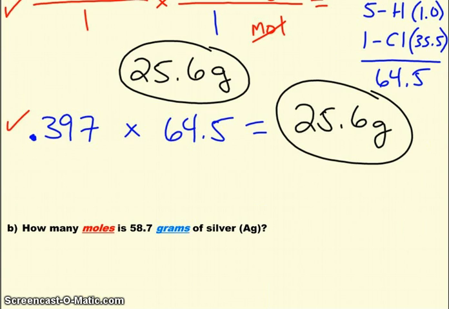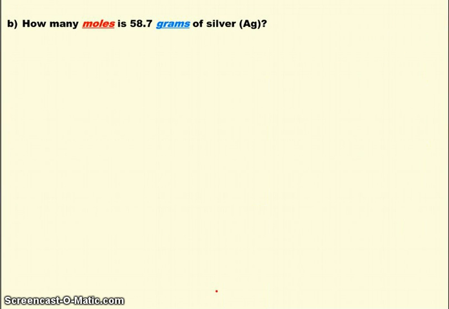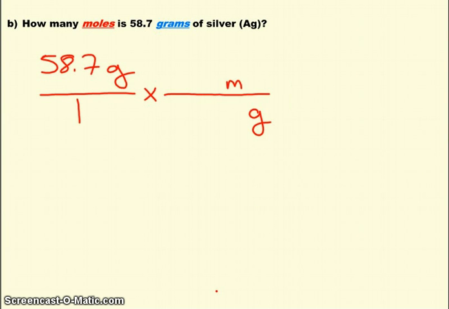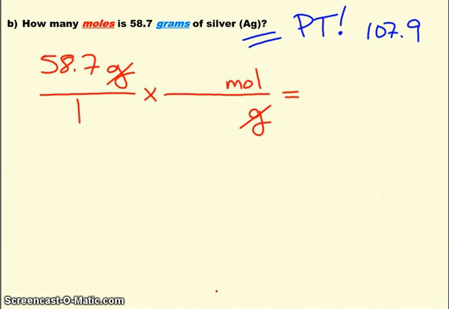Let's look at one more. This one says, how many moles is 58.7 grams of silver? So again, I can do dimensional analysis. 58.7 grams of silver over 1. I need to change my grams to moles. So I set up my conversion factor. And even though it says moles over grams, it's still a ratio of grams to moles. It's still using the molar mass from the periodic table for silver. And when I look up there, rounding to the 10th, it's 107.9.